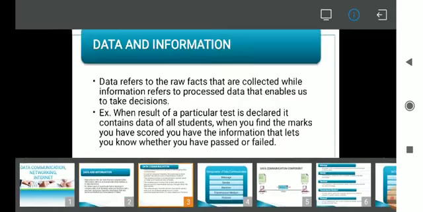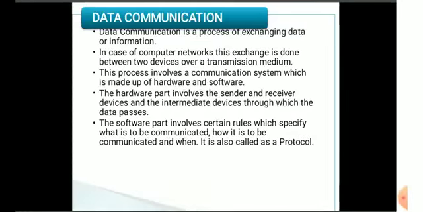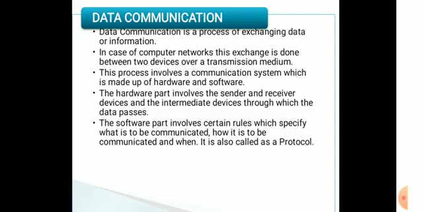Coming to the next one, that is called data communication. So basically, what is data communication? It is a process of exchanging data or information. In simple words, if user A wants to send data to user B, that is called data communication.